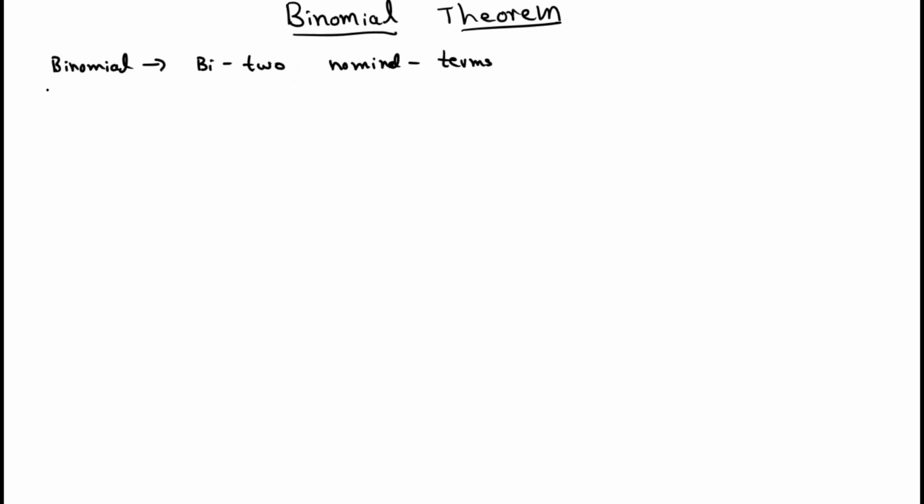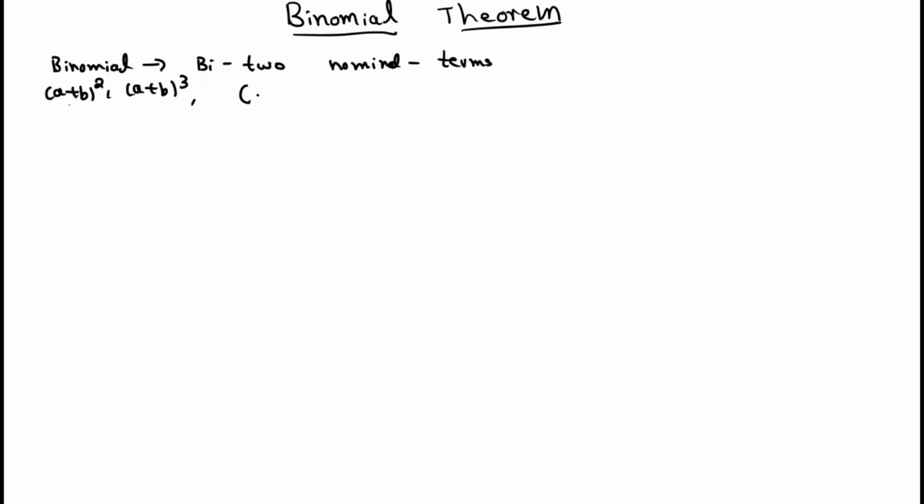We studied the formulas for a plus b whole square or a plus b whole cube in our lower classes, right? See, here two terms are there. What are the terms? A and b. Here also two terms, a and b, power 2, power 3 is there. We know how to expand this.